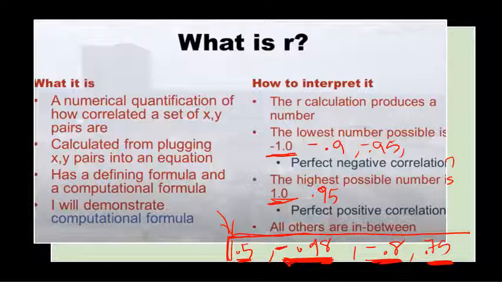But it's definitely positive because this is a positive number. Okay. Now, what if you calculated R and you got 2.5? You obviously did it wrong, okay? How you know it's wrong is because this is the highest that it can possibly be. The highest it can ever be is 1.0. The lowest it can ever be is negative 1.0. So if you have anything higher or lower than those numbers, then you definitely did it wrong and you need to try to figure it out.